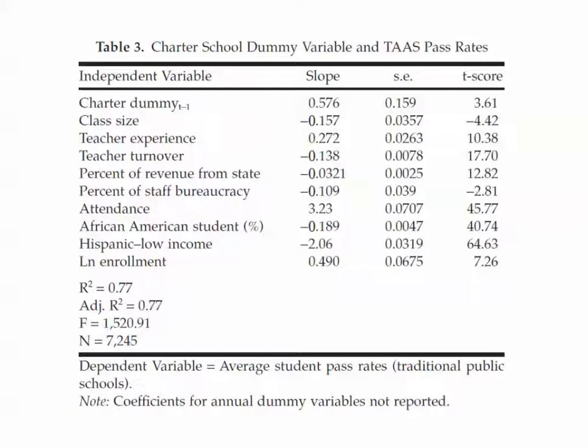Now, the standard error is a measure of the sampling variability or random variability in the statistic. You divide the slope by the standard error, you get a T score. If the absolute value of the T score is greater than 2, it is considered statistically significant. So this is 3.6. It's much greater than 2. So this slope is statistically significant, meaning it's not just due to chance.